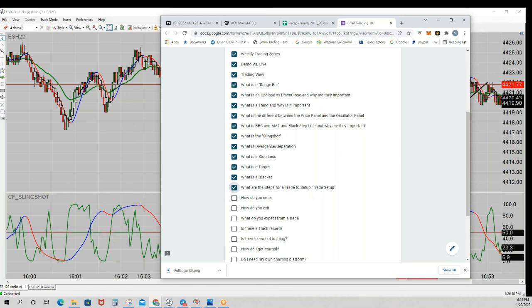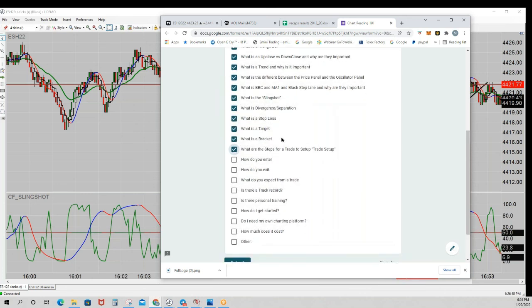How do you enter? You put a buy stop or a sell stop, or you just wait until it closes and you enter at the limit. You don't enter at the market. Then you exit. I explained how to put a target on, and I'll also explain how to trail stops and all of that. What to expect out of a trade: I'll teach you how to see what to expect, but normally it's going to be at least a prior swing high or low.